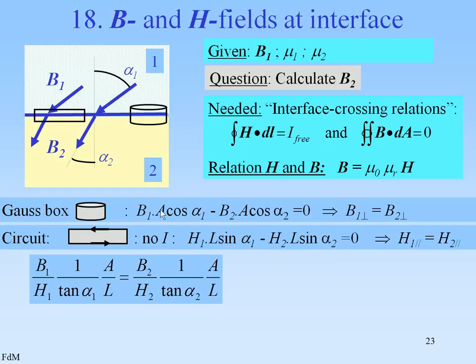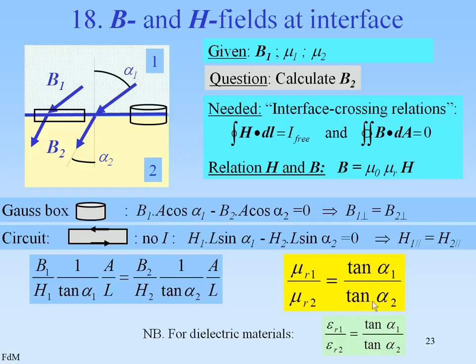When we divide these two relations, we end up with the ratio of B and H for material 1 divided by the tangens, which will be the same for material 2. And when we cancel the A over L, we end up with mu R1 over mu R2. The ratio of the mu's is the ratio over the tangens. Compare this to dielectric materials, where we found that the ratio of the epsilons is the same as the ratio over the tangens.